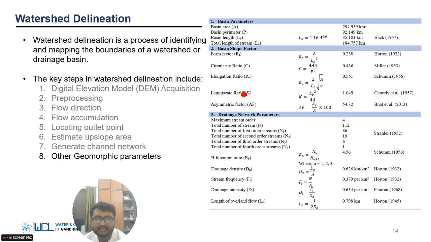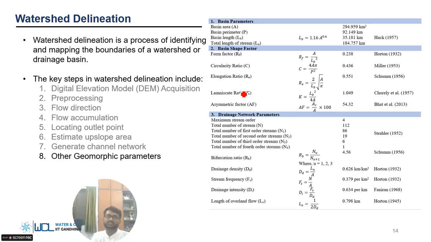So you use area, the perimeter and the basin length, and then you can find out the other shape parameters such as form factor, which is A divided by Lb, the basin length to the power 2. Similarly, circularity ratio, which is 4πA divided by P squared, where P is the perimeter. This parameter will define how your basin looks, whether it's a long one, a circular one, or a fan shape.